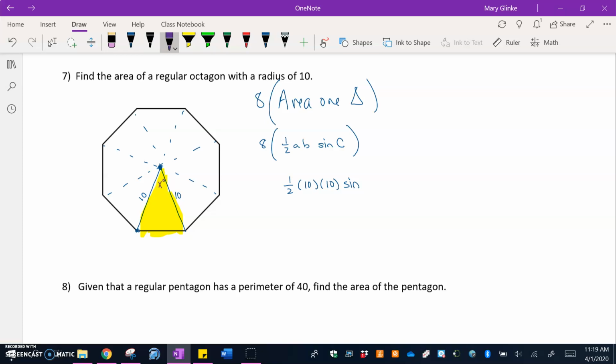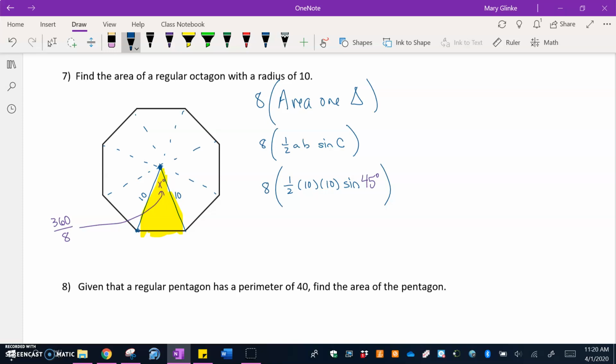And so looking at this, all the way around is 360 degrees. I have 8 different congruent triangles. So what I can do here is 360 divided by 8 to figure out what that central angle would be. And by doing that, I find out that that angle is going to end up being 45 degrees. And if I do 1/2 AB sine of C, I would get the area of that one triangle. I take and multiply that by 8 to get overall my total area.